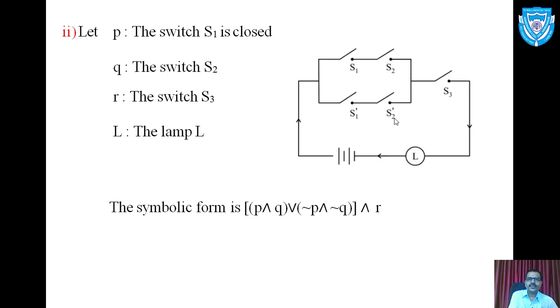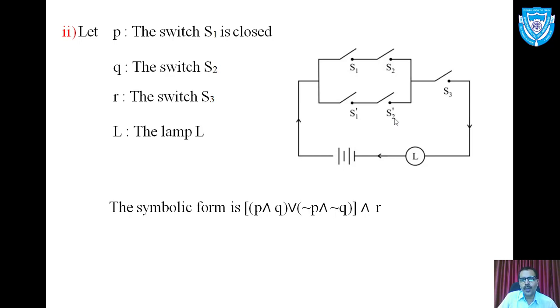Second example, again we have to transform the switching circuit into a proposition, and then we have to prepare the truth table. Let us denote P by the switch S1 is closed, Q by the switch S2 is closed. Here one more switch is there, S3, so we have to use one more simple statement, R, as the switch S3 is closed, and the statement L represents the lamp L glows. Now here there are 3 loops, the loop of S1, S2, the loop of S1 dash, S2 dash, and the last loop is of only a single switch S3.